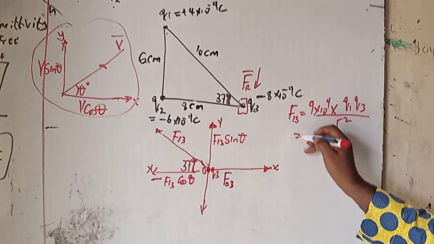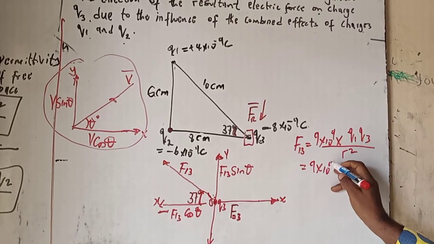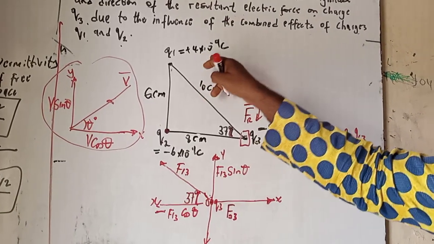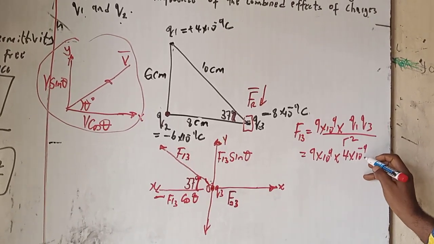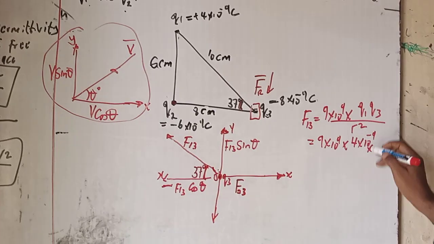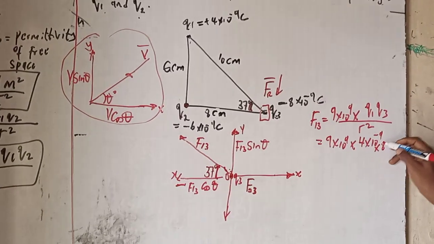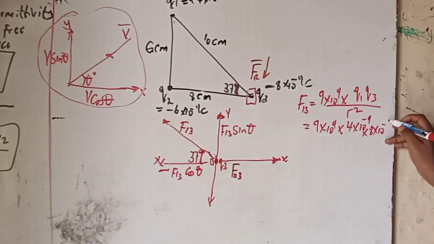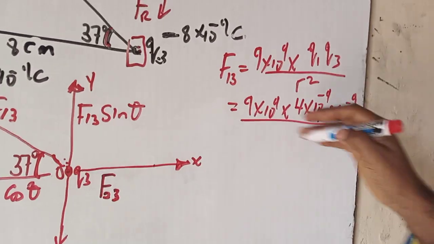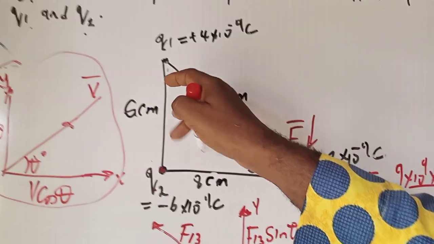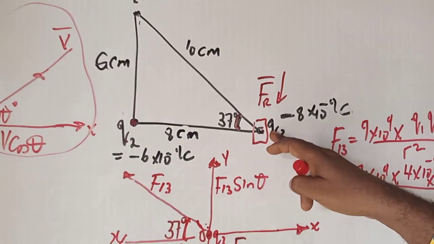Now, the charge Q1 is 4 times 10 raised to power minus 9, times Q3, which is 8 times 10 raised to power minus 9, then divided by the distance between the two charges. That's what I want to find.